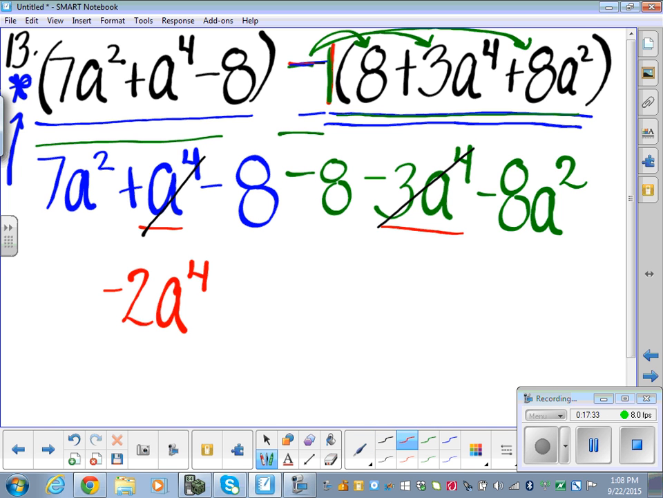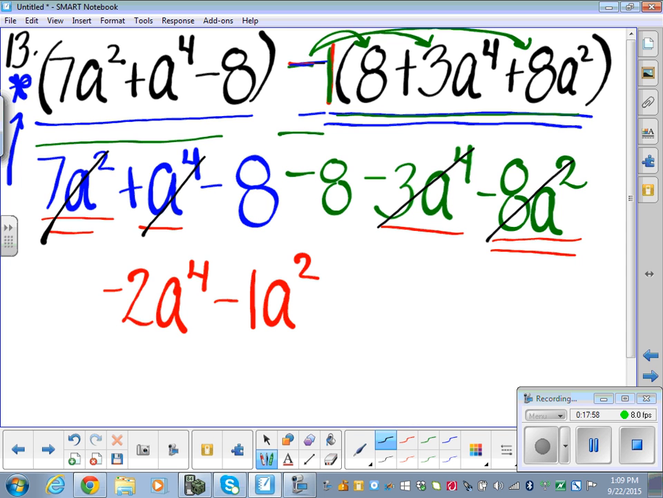All right, let's move to the next highest degree. It looks like there's no cubes, there's nothing to degree 3, so we'll move on. The next highest would be degree 2. So we have 7a squared and -8a squared. We're going to combine them. 7a squared minus 8a squared is -1a squared. Once again, I like to cross them out as I go so I don't miss anything.